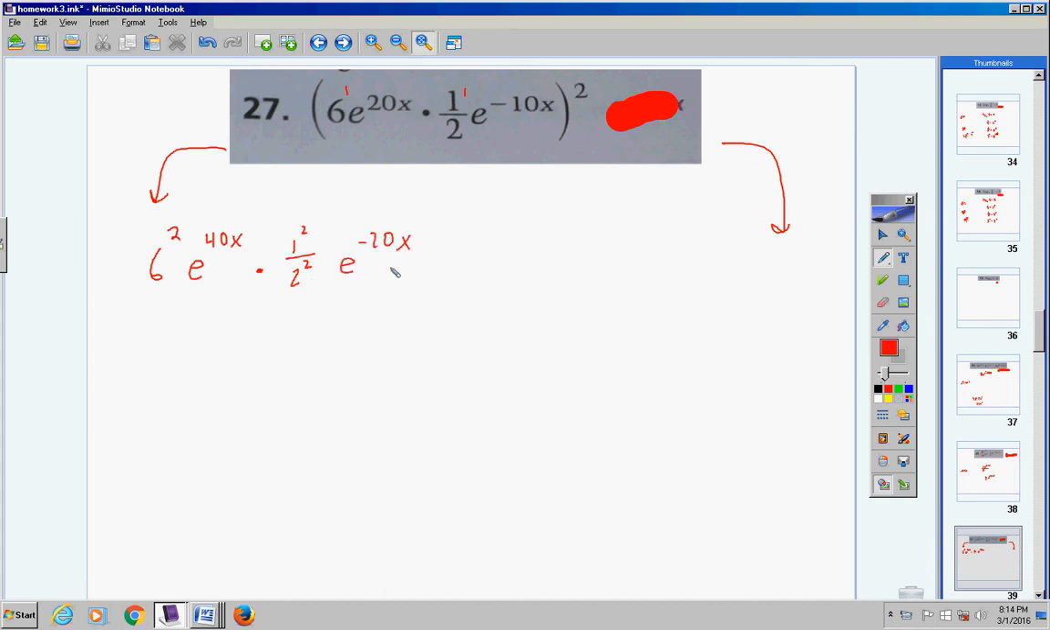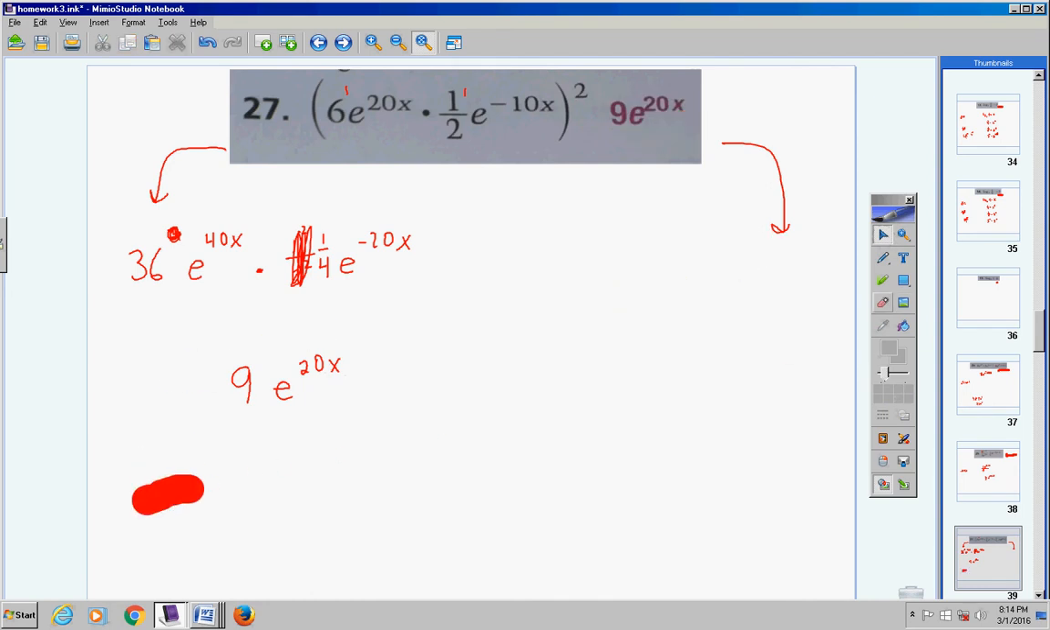There we go. Now, 6 times 6 is 36, so I'm going to make this a 36. 1/2, 1 squared is 1, 2 squared is 4, so I really have 1/4. So I'm going to put a 1/4 here. So now I have this times this, so here we go. 36 times 1/4 is 9. Now you're multiplying like bases, so write your like base here and then add your exponents. 40 plus negative 20 is 20x. And there we go. Hopefully that's the right answer. Okay, good, it is.